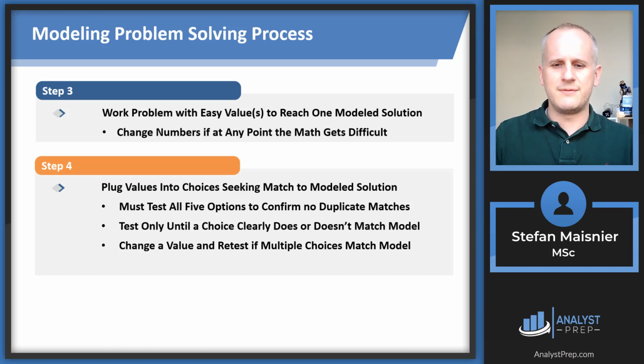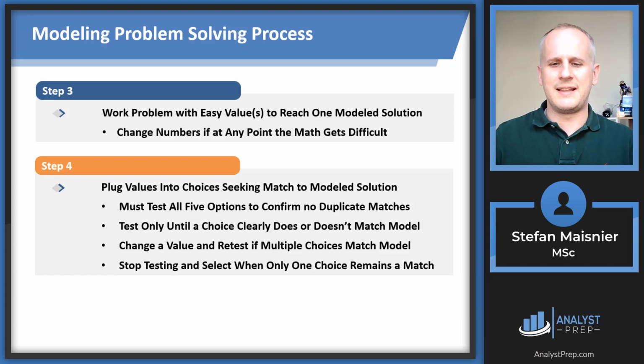Change a value and retest if multiple choices match your model result, and then stop testing and select when only one choice remains a match. So these are your steps to modeling on the quantitative section when it comes to problem solving.